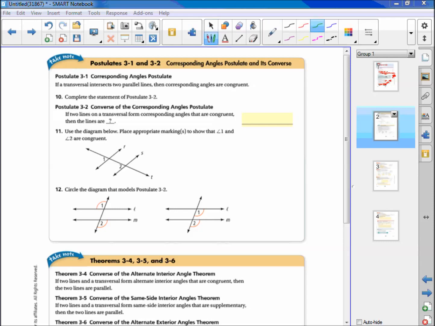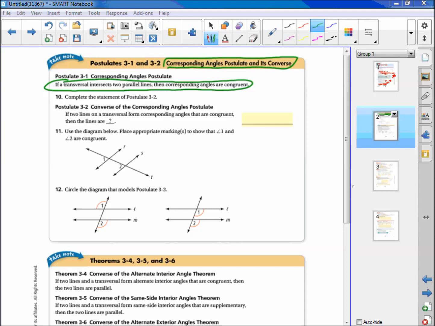Okay, we have postulates 3.1 and 3.2, the corresponding angles postulate and its converse. The corresponding angles postulate says this: if a transversal intersects two parallel lines, then the corresponding angles are congruent. We learned this one last time. We used patty paper to show that this has always seemed to be true.